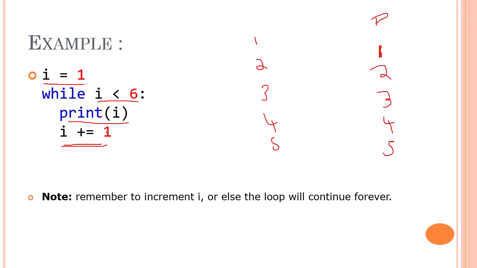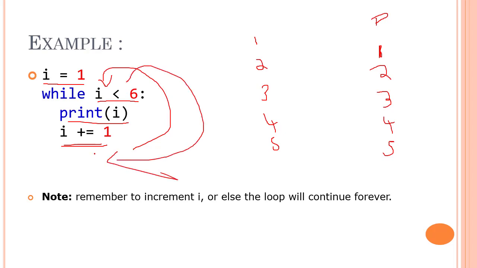Now after it has printed 5, i is increased to 6. When it goes back to the condition and checks, is 6 less than 6? No. So it will just get out of the loop.